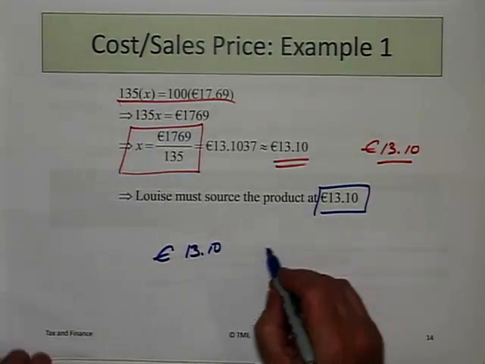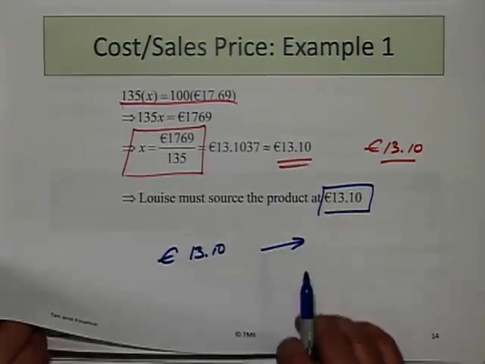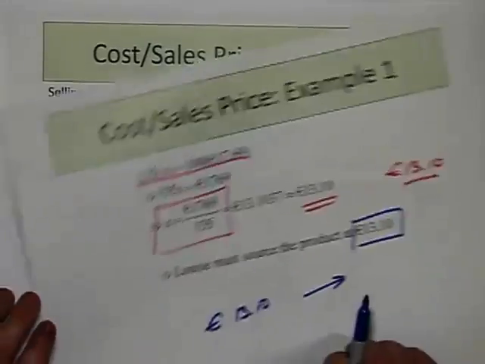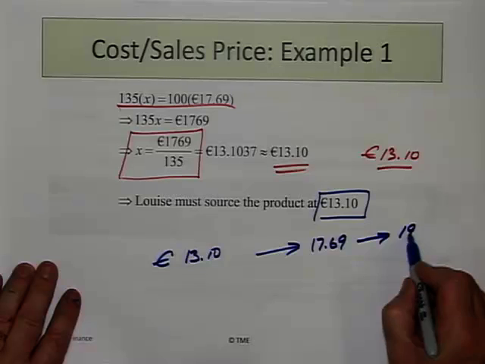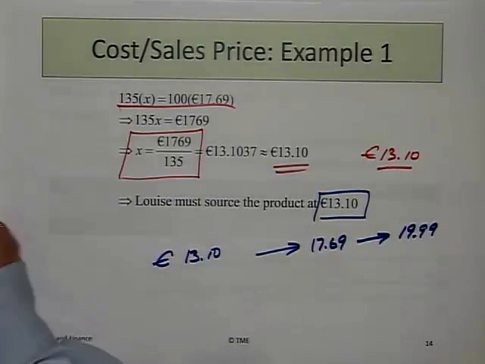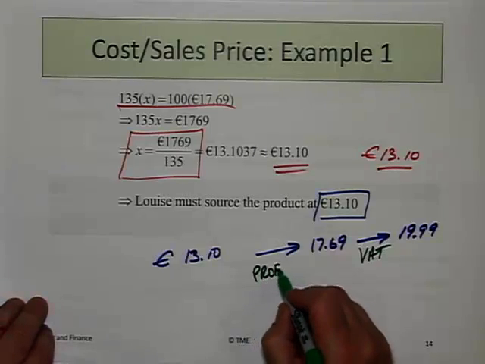13.10, and remember, she's selling it. The profit brings it up nicely to 1769, and the VAT brings it up to 19.99. So we see the VAT here and the profit here.